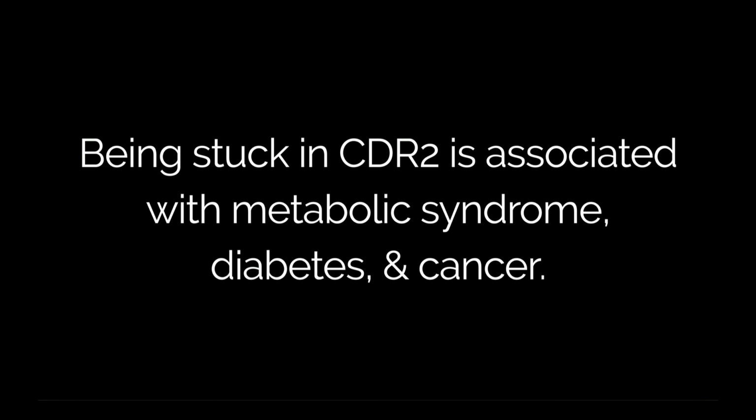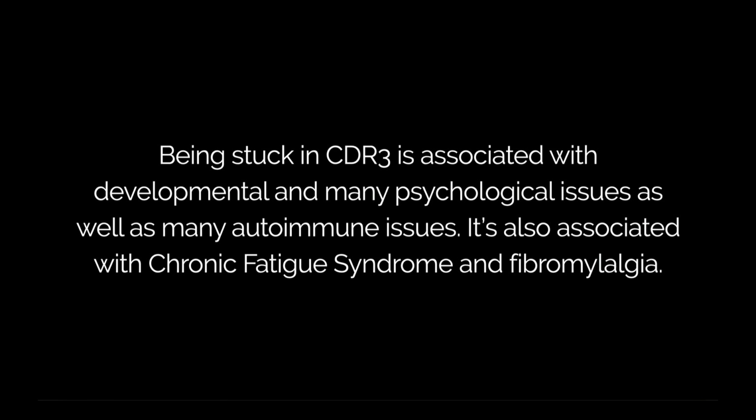Being stuck in cell danger response 2 predominantly is associated with things like metabolic syndrome, diabetes, cancer, obesity, things that involve too much growth, right? And being stuck predominantly in cell danger response 3, not being able to exit it and go into the health cycle, is associated with many developmental disorders such as autism and many psychological issues, including PTSD, as well as many autoimmune issues. It's also associated with chronic fatigue syndrome and fibromyalgia. I mean, this is fascinating. Really, the physiology of chronic fatigue syndrome actually looks almost identical in many ways to many representations of autism.